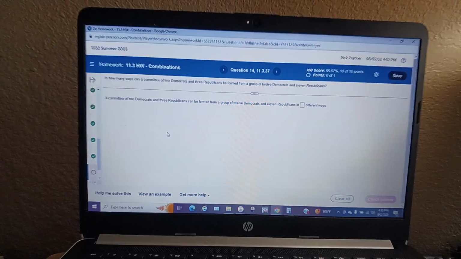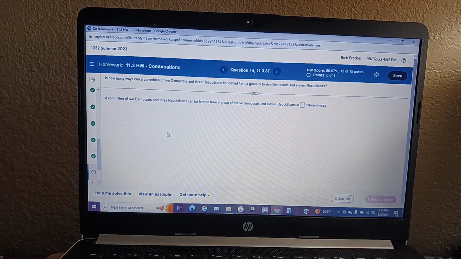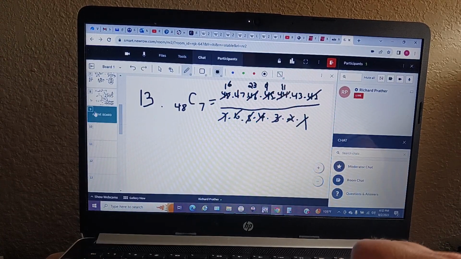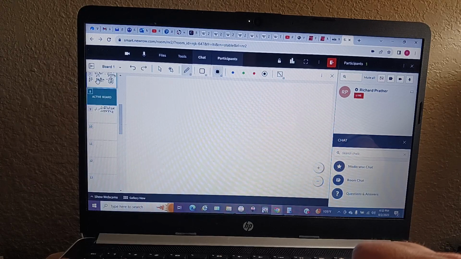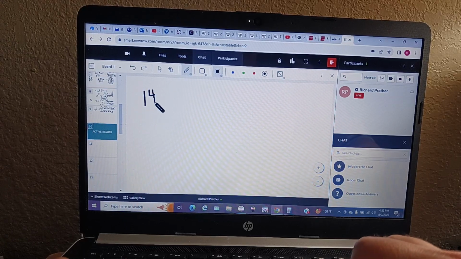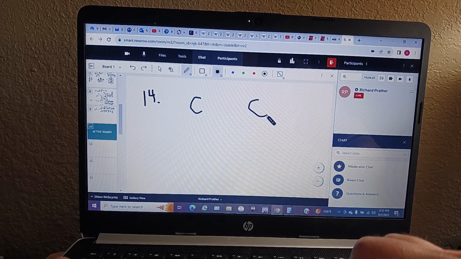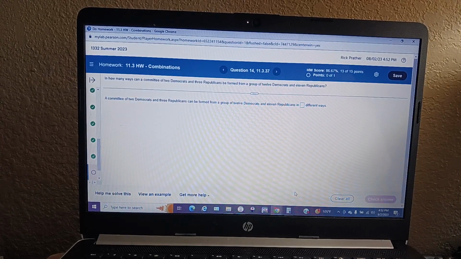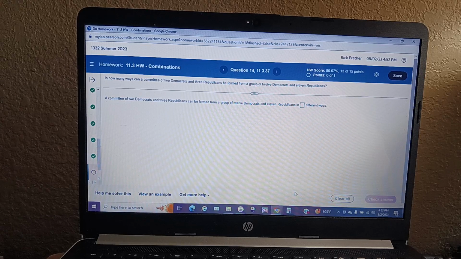Okay, how many ways can a committee of 2 Democrats and 3 Republicans be formed from a group of 12 Democrats and 11 Republicans? You remember those problems where we had more than one of these to do at a time? Like this. That's where these came from, actually. So you basically have a combination for the Democrats, you have a combination for the Republicans, because these are just committees. There's no president, vice president, or secretary. So we're just going to have a committee. Committees are always combinations because everybody gets an equal vote.